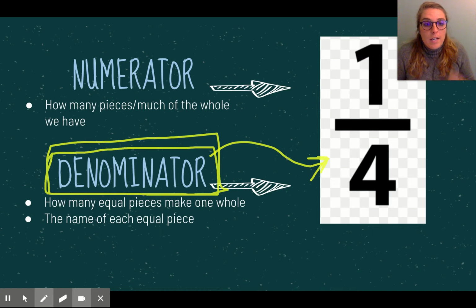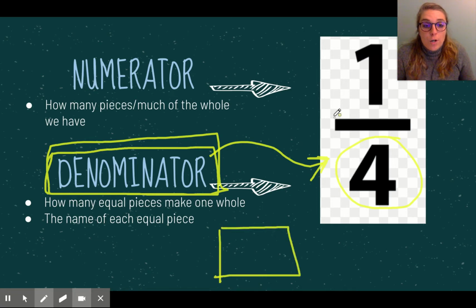How many pieces are in one whole? So the denominator tells us how many pieces make up one whole. So in this case, if I were to draw an object, in order for me to write this fraction, I would need to split it into 4 even pieces. Trying my best here. It's not a perfect square, but we're working on it.